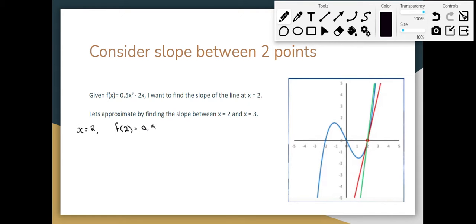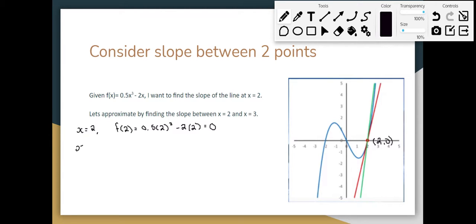So we're going to sub that into our function. Oops. We want to sub 2 into both of the x's. So 8, half of 8 is 4. 4 minus 4 gives us 0. So we have our first point here at (2, 0), which of course we could have seen on the graph here.